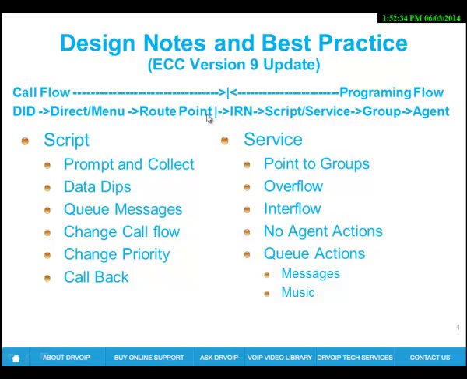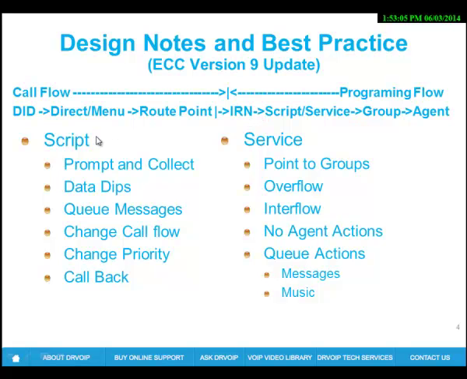At that point, we cross logically over into the contact center and we hit something called an IRN. The IRN will typically point to either a script for get and collect digits or a service. And then that service will contain a group, and the group will contain an agent. So we're going to take a look at setting up a service. A script and a service are attached to the IRN.